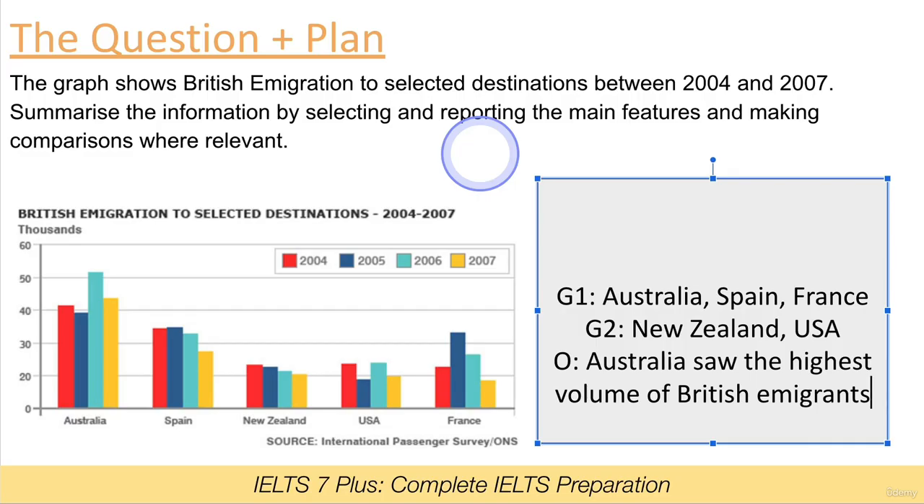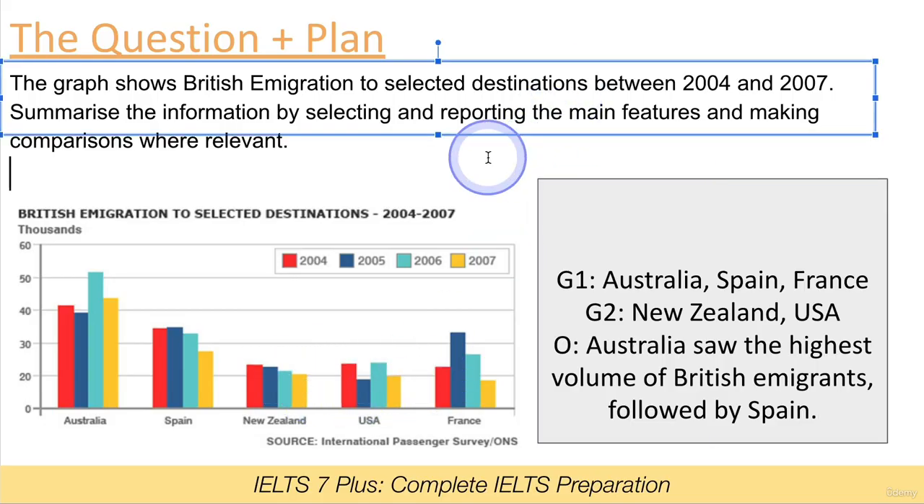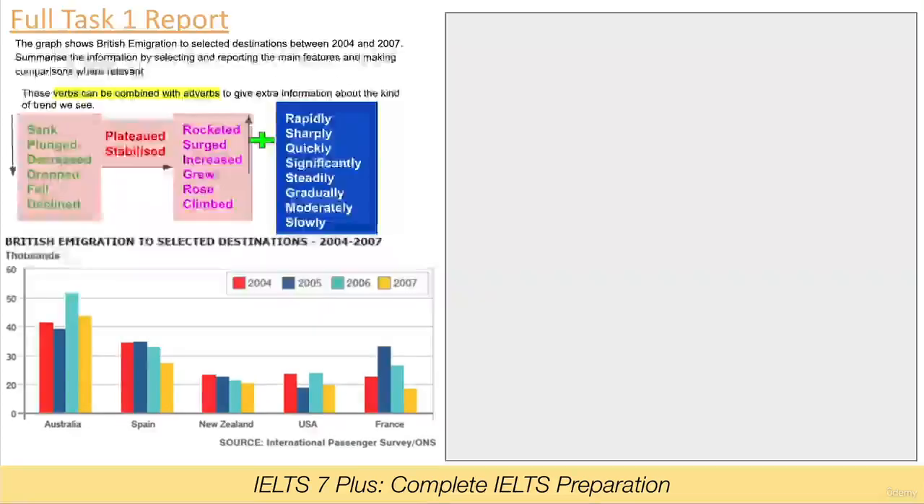Who saw the least? Or we could say followed by Spain in this one, just because it's hard to distinguish New Zealand and the USA, really. Okay, I think that's good. We've got our 2 groups and then we've got our overview. Let's go to the write-up and we can put this all together now.